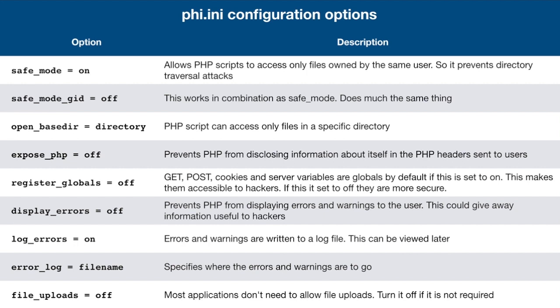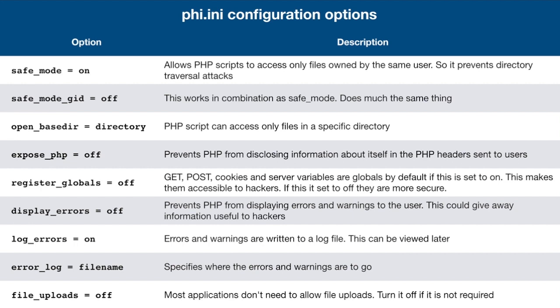Expose PHP equals off. This prevents PHP from disclosing information about itself in the headers sent to users. Register globals equals off. So get, post, cookies and server variables are globals by default if that's set on, and that makes them accessible to hackers. If you turn that off, they're more secure. It may be though that if your code is sloppy, you might find that some of it doesn't run so well if that's turned off. So you need to be careful.